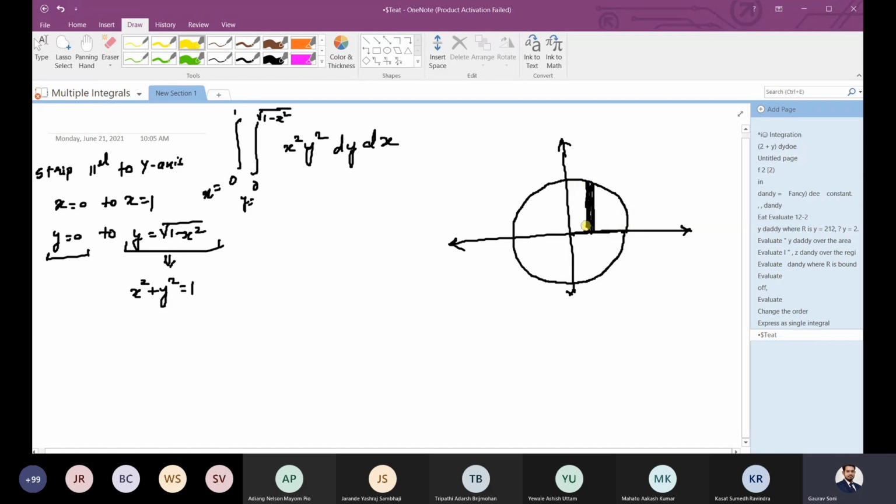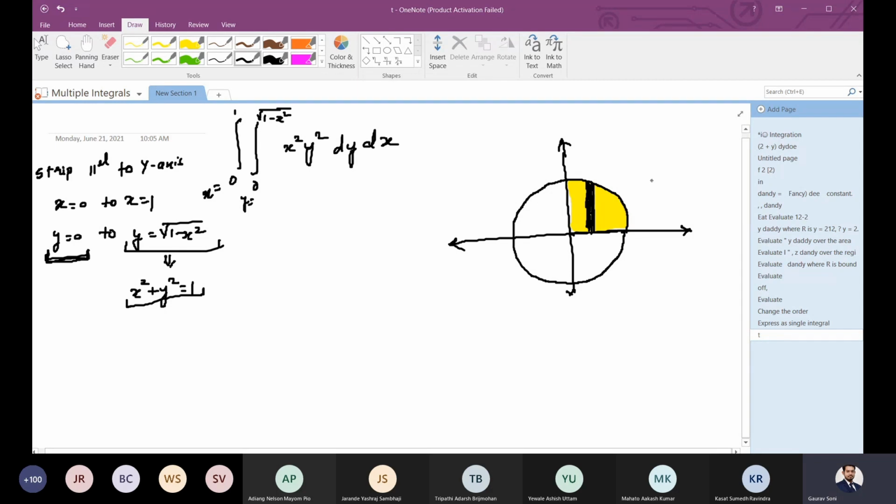If you want to identify this, you can check out the limits. How do you check out the limits? We know the strip is vertical. Once we are confirmed that the strip is vertical, I will look at the lower end of the strip. Lower end is on y equal to 0, which is nothing but the x-axis, and upper end is on this circle. Another thing is our x is going from 0 to 1, so it is just the part of circle in first quadrant.